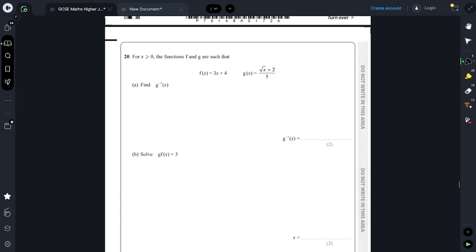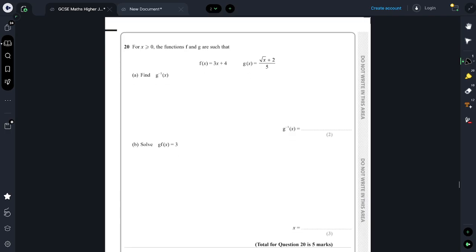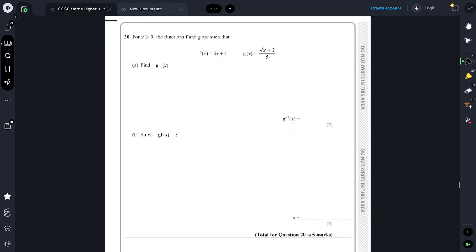Okay, functions. Again, functions came up in the other past paper, so functions keeps coming up. Chances are functions are going to come up on this paper too. Anyway, so g inverse of x. They asked to find the inverse again in the other paper.